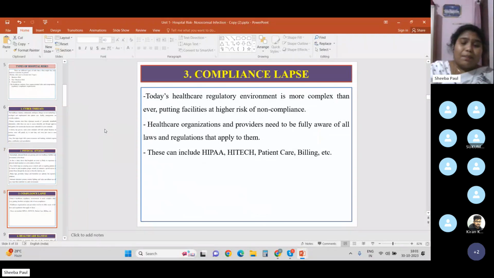The third one is compliance laws. Today's healthcare regulatory environment is more complex than ever, putting facilities at higher risk of non-compliance. Healthcare organizations and providers need to be fully aware of all laws and regulations that apply to them. These can include HIPAA, HITECH, patient care, billing, etc.